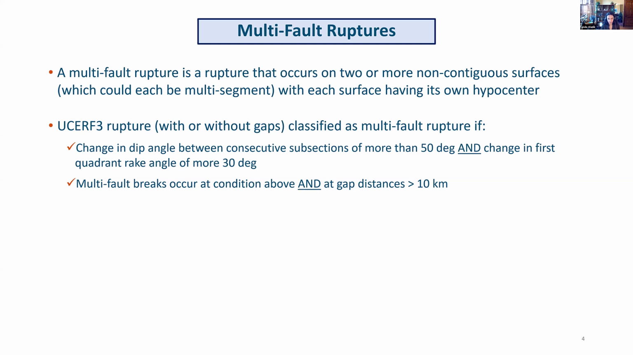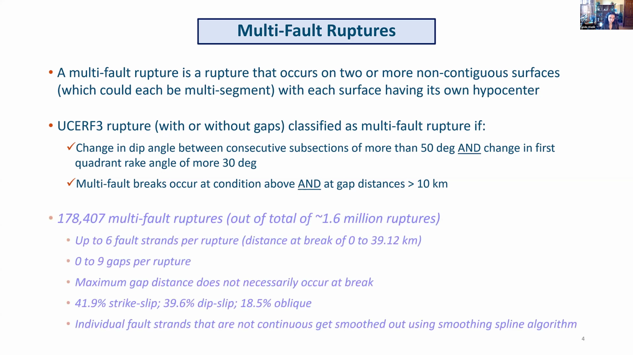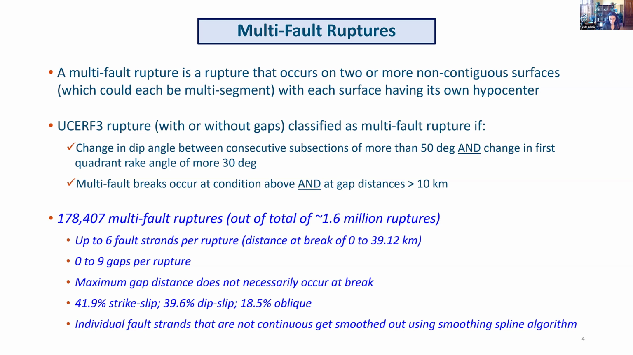When we screened out this set of ruptures, we then proceeded to generate fault strands for each rupture, and we put the breaks wherever this condition is met, as well as at gap distances greater than 10 kilometers. Doing that gave us about 178,000 multi-fault ruptures. So it's a relatively small proportion of the entire database of about 1.6 million ruptures. But we treated them separately because they're different enough from the other ruptures.